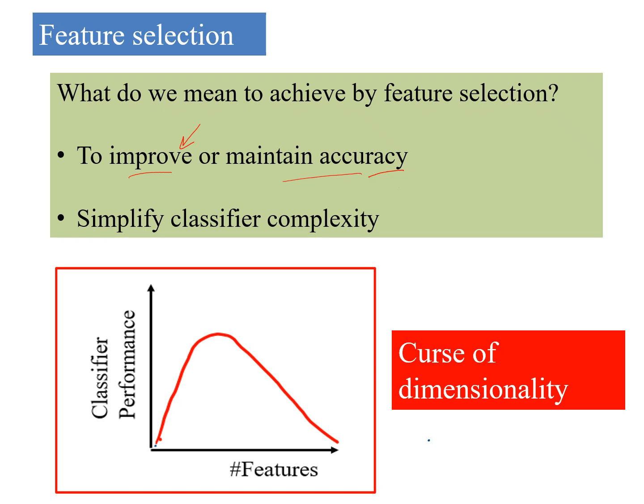The other thing which we would have heard of at several places is the curse of dimensionality. See, we have plotted here the classifier performance on the y-axis and the number of features on the x-axis. With the increase in number of features, the performance improves. However, at a certain threshold point, the performance falls down, while the number of features has been increased. This is also known as the curse of dimensionality. So that also we are trying to reduce by removing certain features.